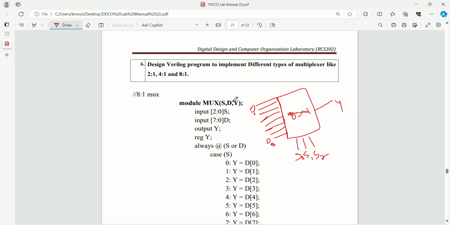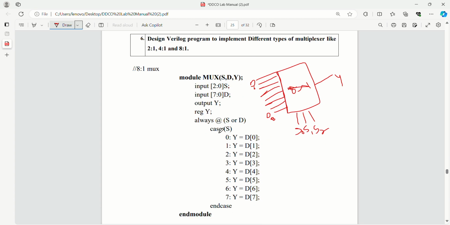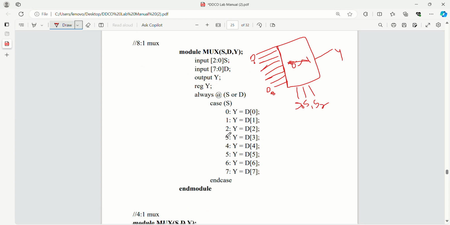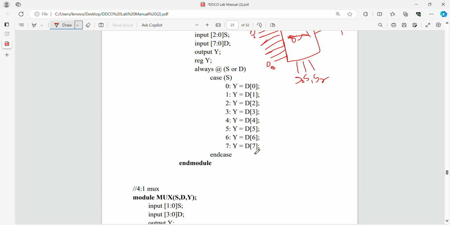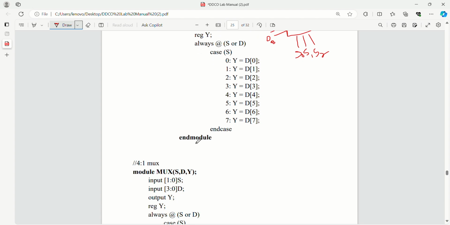Let's see the program of the 8 to 1 mux. Module mux with inputs S and D, input [2:0] S, input [7:0] D, output reg Y. always @(S or D), case S: 0 is Y equal to D0, 1 is Y equal to D1, 2 is Y equal to D2, 3 is Y equal to D3, 4 is Y equal to D4, 5 is Y equal to D5, 6 is Y equal to D6, 7 is Y equal to D7, endcase, endmodule.